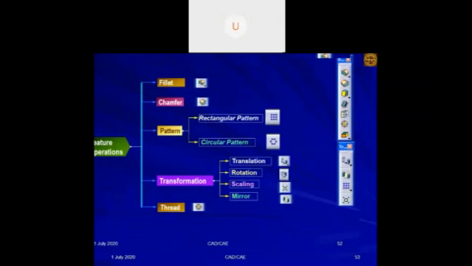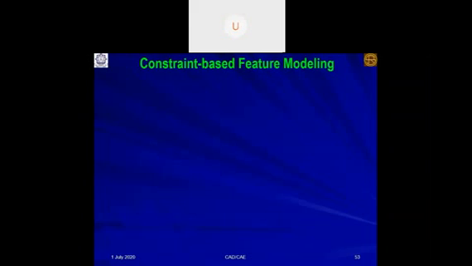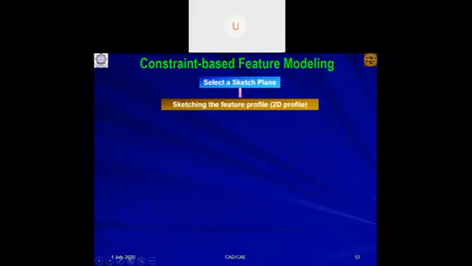Now, the way we are doing solid modeling in any CAD software is called constraint-based feature modeling. Because, as you know, in CAD software, first you have to select the sketch plane, then over the sketch plane you draw the feature profile, that means the 2D profile, then you apply the proper geometric constraints as well as the dimensional constraints.